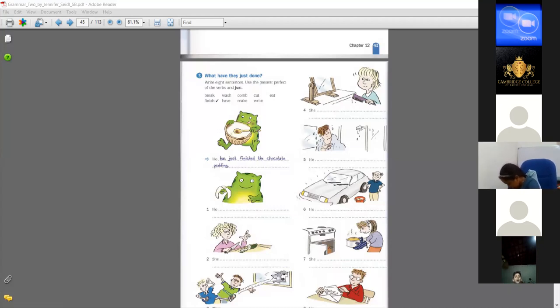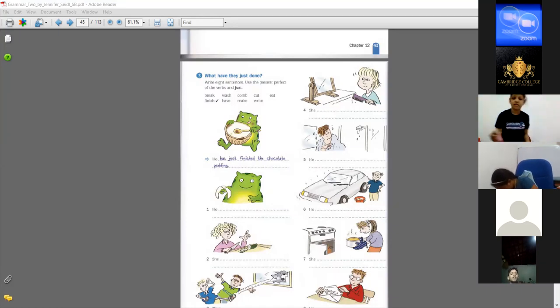Teacher, can I? Yes, read it. He has just eaten a banana. He has just cut her finger. They have just broken the window. She has just combed her hair. He has just taken a shower. He has just washed his car. She has just made a cake. He has just written a letter.